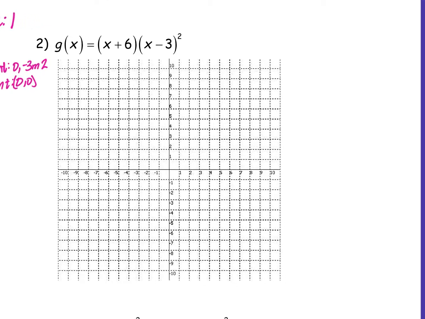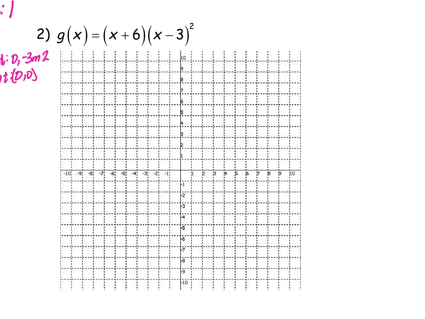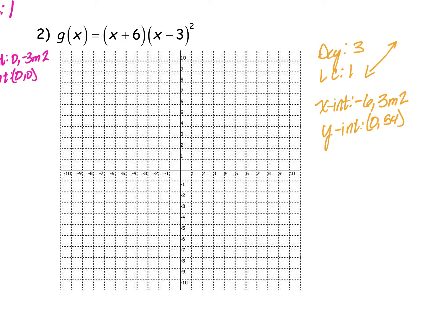Okay, let's do number 2. Sorry, I can only make it so big and still have it on my iPad. So my degree for this one, I think, is still going to be 3. My leading coefficient is still 1, so it's still going to be this way. X-intercepts, -6, and 3 with a multiplicity of 2. Y-intercept, 6 times -3 squared. So 6 times 9, which is 54.